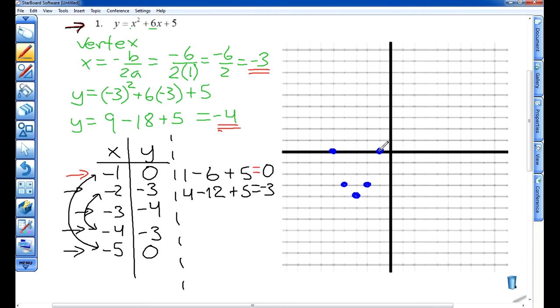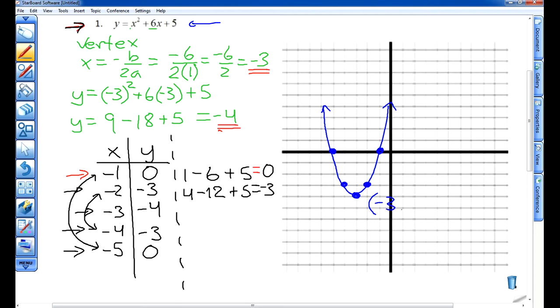If you look at these points, hopefully you can see that they line up very nicely in the shape that we expect, a parabola. So connecting these dots ends up giving us something that looks like this. And there we have a parabola, which is the graph of the function up here, y equals x squared plus 6x plus 5.